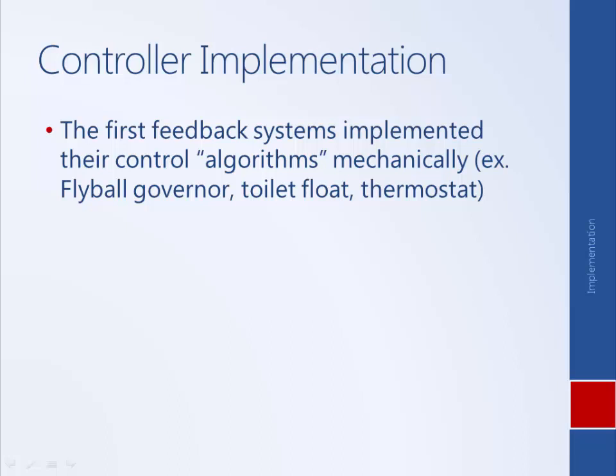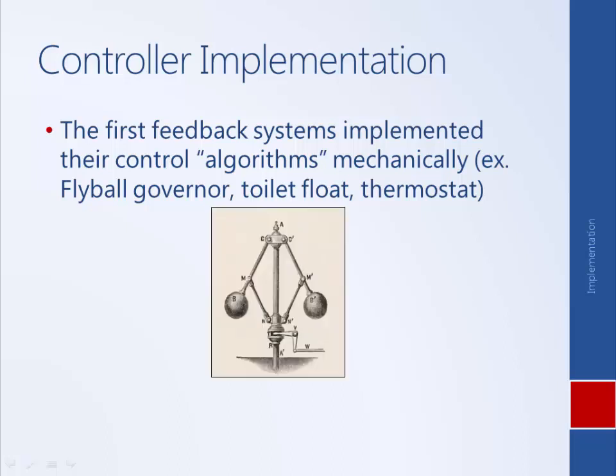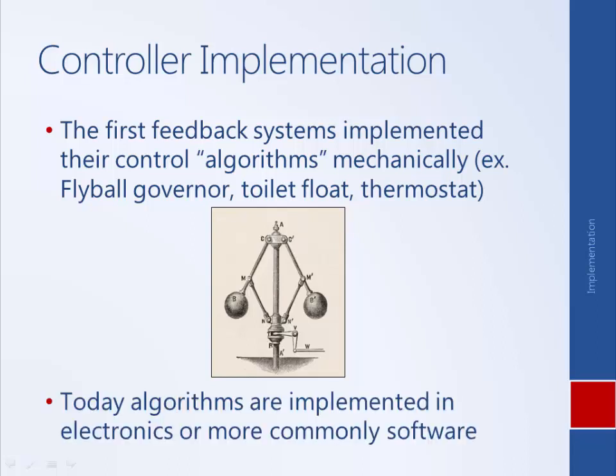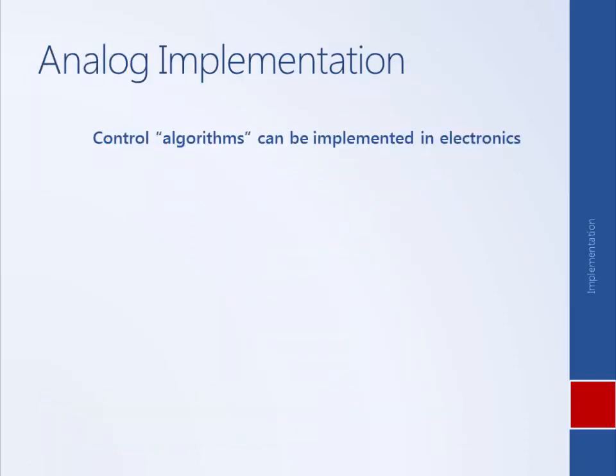Old thermostats with a bimetallic element in them implemented control mechanically, and the flyball governor was the means for controlling the first steam engine, a Watt steam engine. Today, algorithms are more commonly implemented in electronics and software. And so electronics are in essence an analog implementation, so they're continuous inputs and continuous outputs, just like we've been assuming in all of the design that we've done so far.